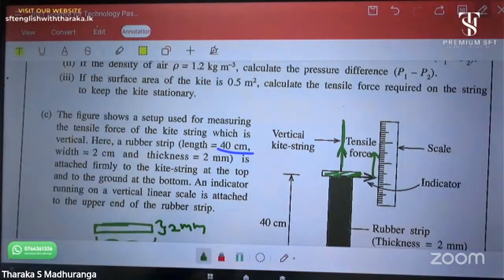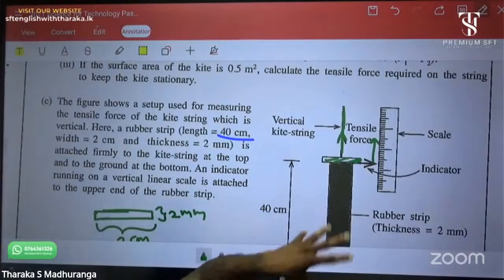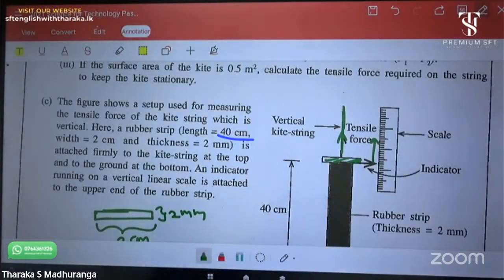The one thing is a break in the rubber string. And the other thing, the force is not uniformly distributed. The tensile force is not uniformly distributed.